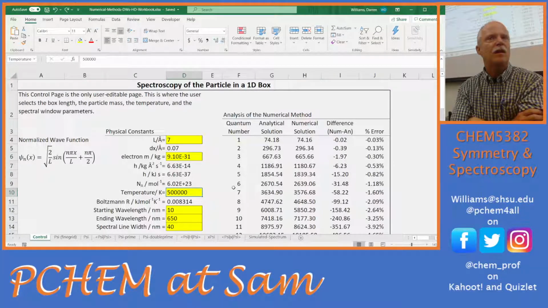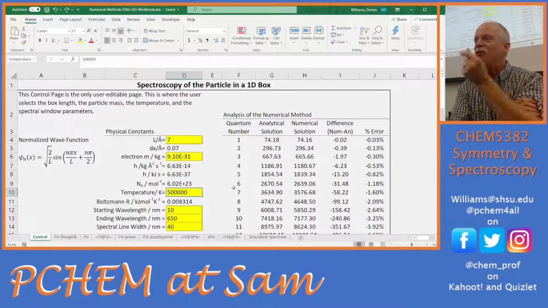It should change the wavelength. Yeah. It will change the intensity. Is temperature in the energy equation? No. See, you know this. So think about the equations.